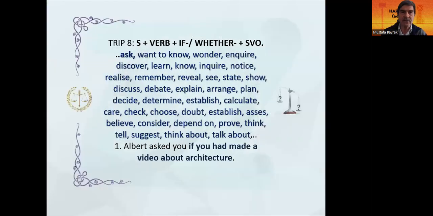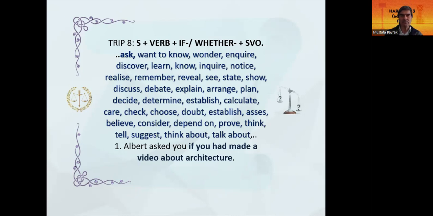Okay, so this is trip 8. And as you see, there is a subject and a verb. This is the main clause. And if there is a connector at the beginning of a clause, it immediately becomes a subordinate clause, a dependent clause. So the main clause is independent, but the subordinate clauses are dependent. As you know, this is famous knowledge.